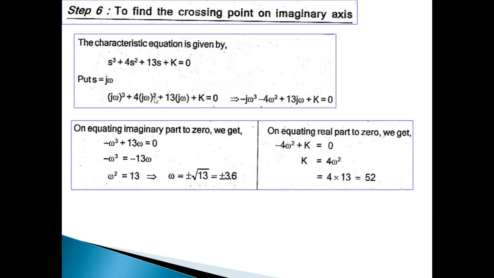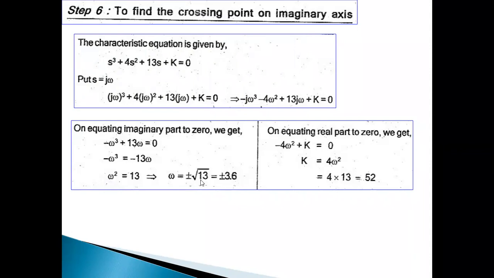So once we substitute s is equal to j omega, we make the imaginary part equal to 0. If we make the imaginary part equal to 0, you will get the omega value. If we make the real part equal to 0, you will get k is equal to 4 omega square. So we have calculated omega. If we substitute, the k value becomes 50.